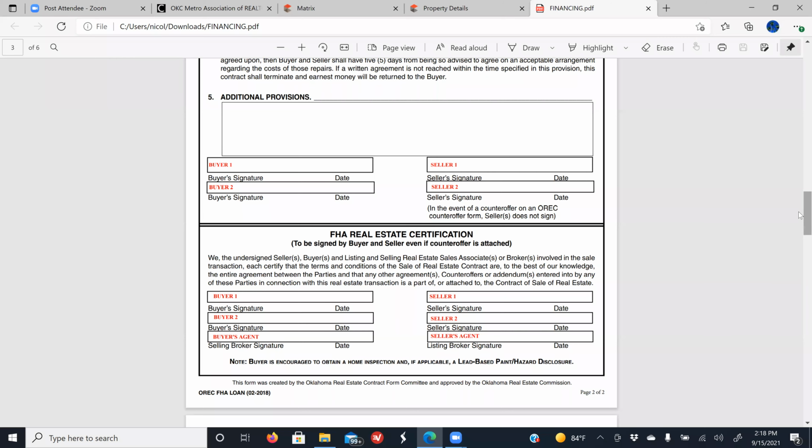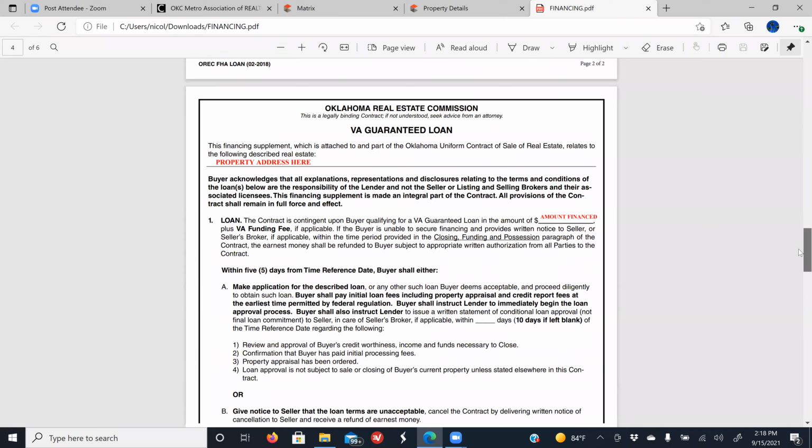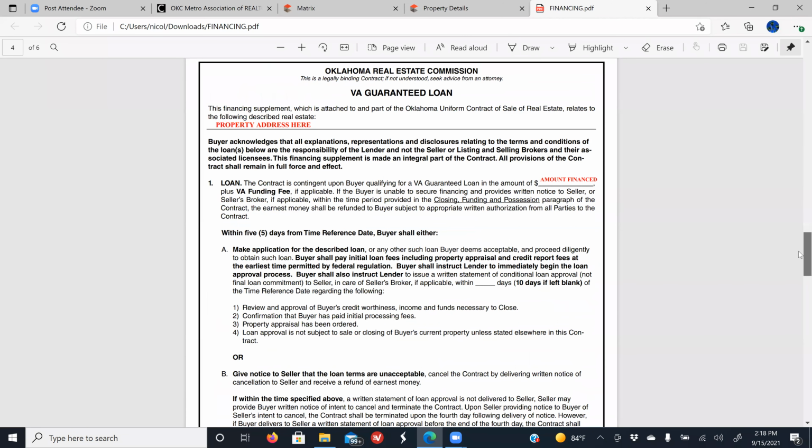Okay, so that is the extent of the FHA financing supplement. The next one is the VA financing supplement. VA is a lot more similar to the FHA one. So at the very top, you write in the property address. Again, here, amount to be financed.